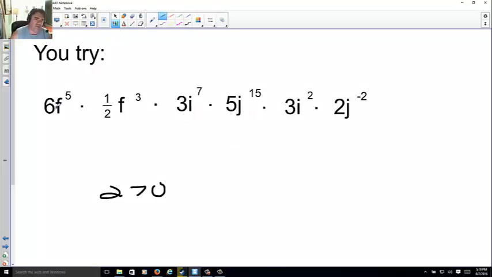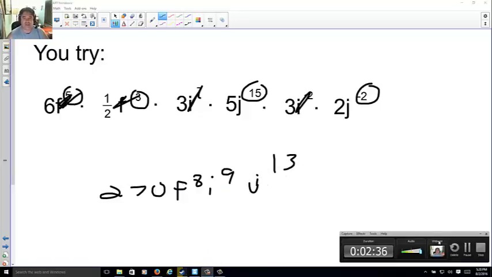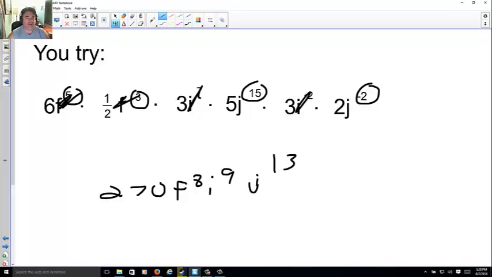Now let's combine the f's. Well, I have f to the 5th, f to the 3rd, so I'm going to combine them to make f to the 8th. And again, if the letters aren't in order, that's fine. I'm going alphabetical. i to the 7th, i to the 2nd makes i to the 9th. j to the 15th, j to the negative 2nd, remember 15 plus negative 2, or 15 minus 2, makes j to the 13th. That's not a very good looking j, but it's 270, f to the 8th, i to the 9th, j to the 13th, and on to the next page.